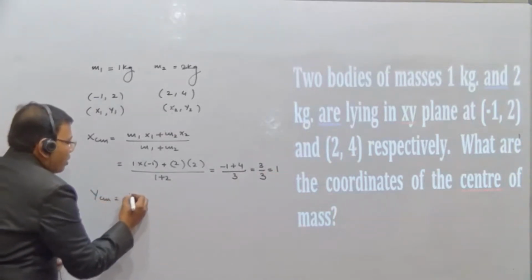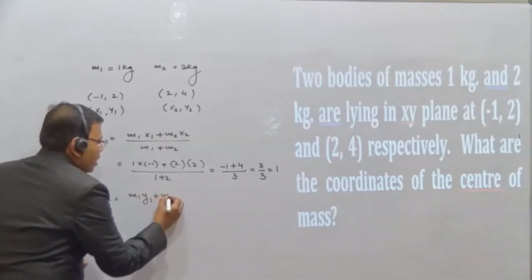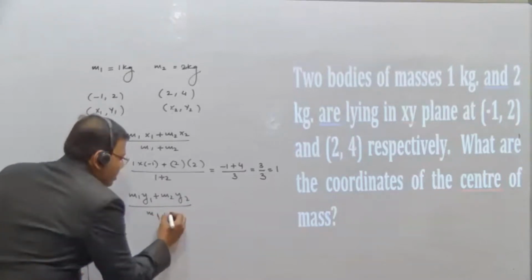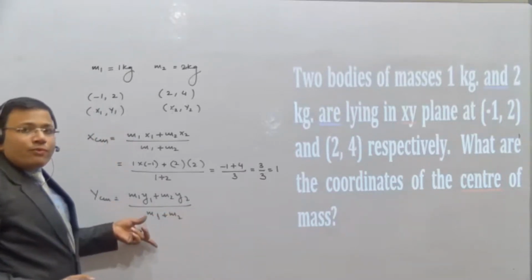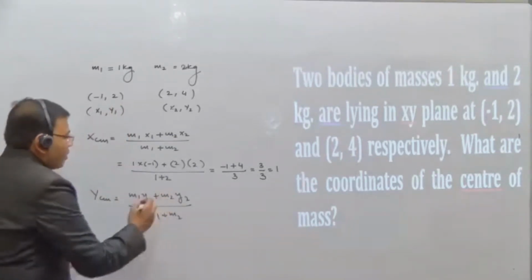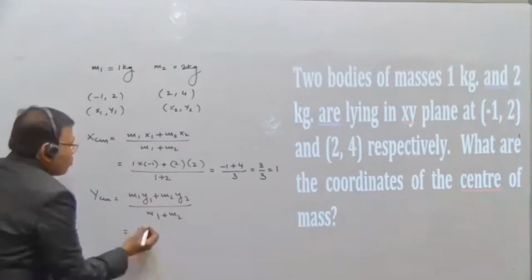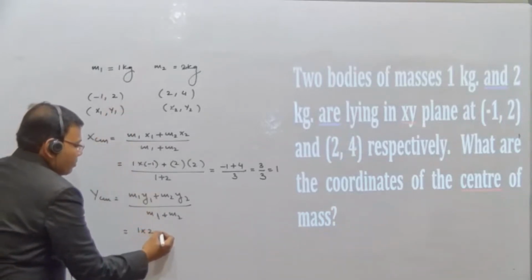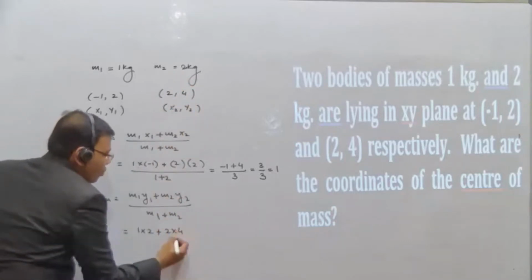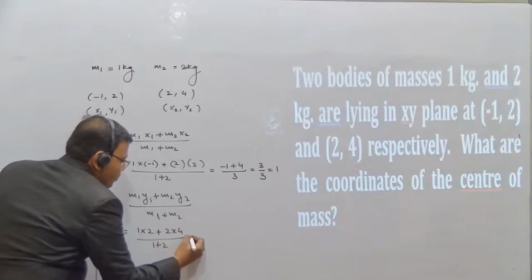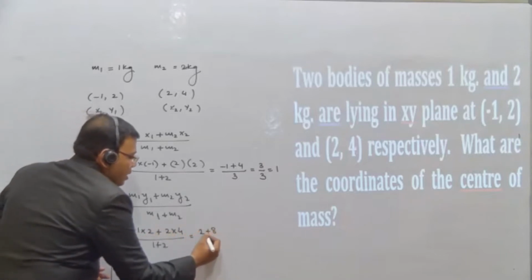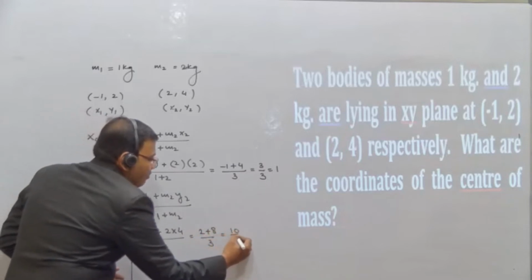The y coordinate is m1 y1 plus m2 y2 by m1 plus m2. So what is m1 and y1? You can see from here, m1 is 1, y1 is 2, plus m2 is 2 and y2 is 4. So 2 into 4, divided by 1 plus 2. So this is how much? 2 plus 8, so I'll write 2 plus 8 by 3, that is 10 by 3.